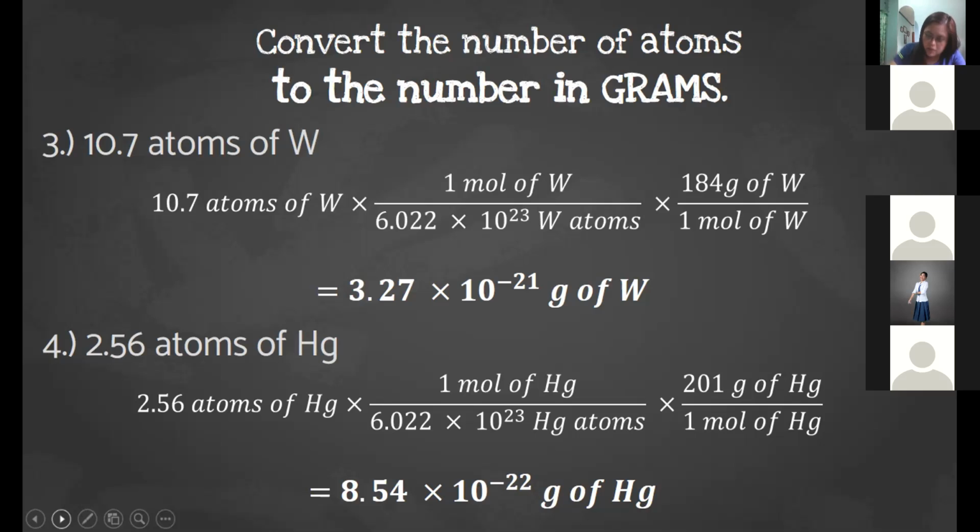So in number 4, 2.56 atoms of mercury times 1 mole of mercury divided by 6.022 times 10 to the power of 23 mercury atoms times 201 grams of mercury divided by 1 mole of mercury is equal to 8.54 times 10 to the power of negative 22 grams of mercury.